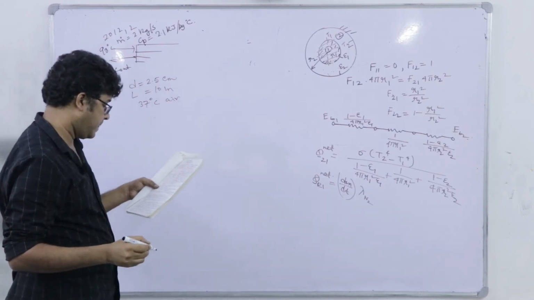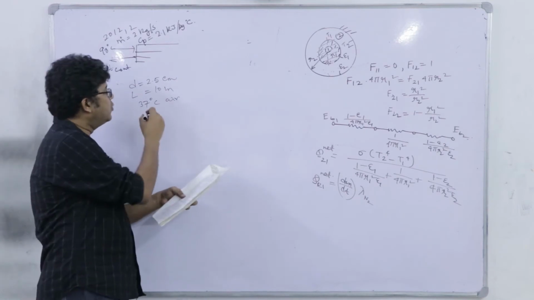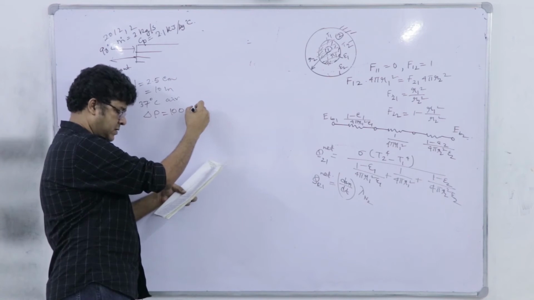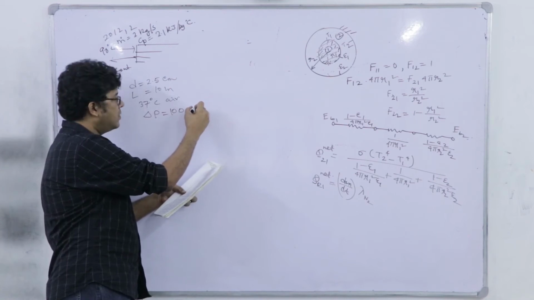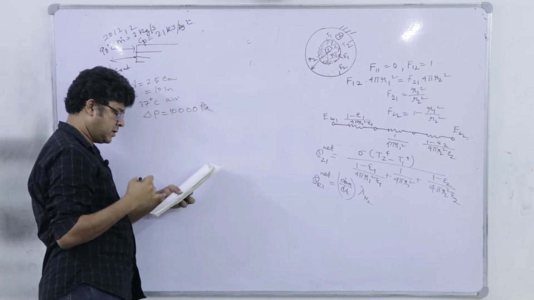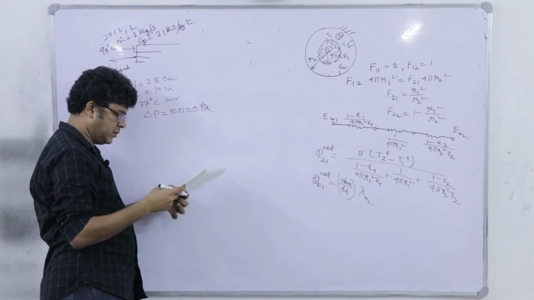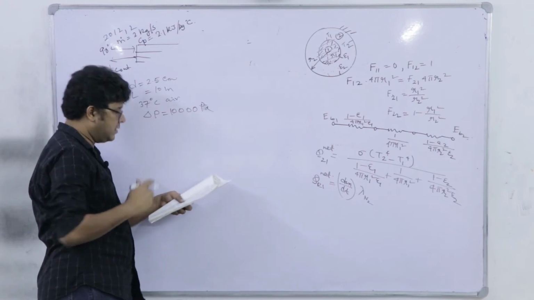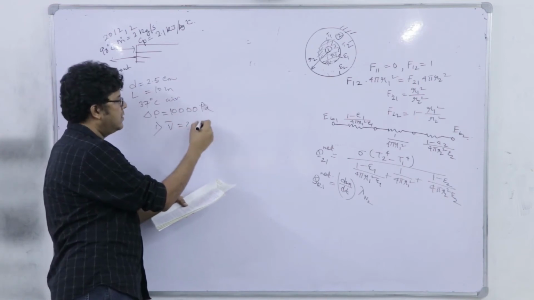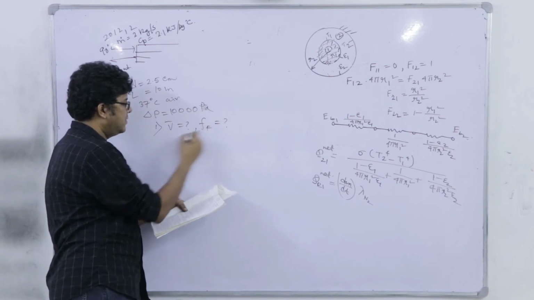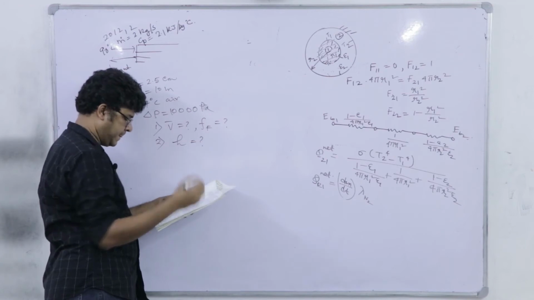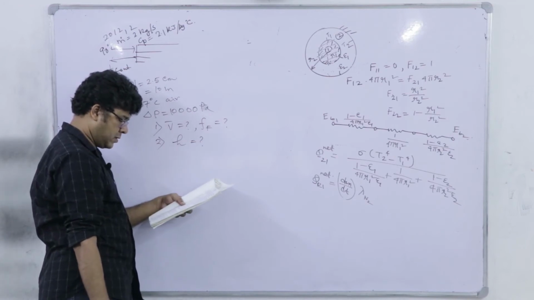Air is flowing. If the pressure drop through the tube, delta P, is equal to 10,000 Pascal, estimate air velocity through the tube and the friction factor. So the first question is velocity and friction factor, and the second is the heat transfer coefficient h.